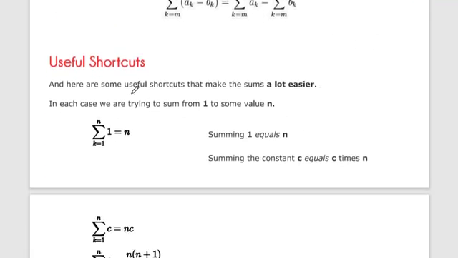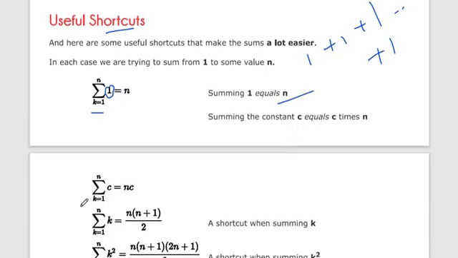Now let's see some useful shortcuts in the sigma property. The sum from k equals 1 to n where they have only given one constant: 1 plus 1 plus 1, with n terms. So what will the summation become? Summing 1 equals n.